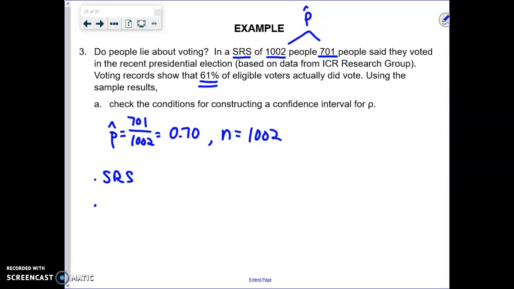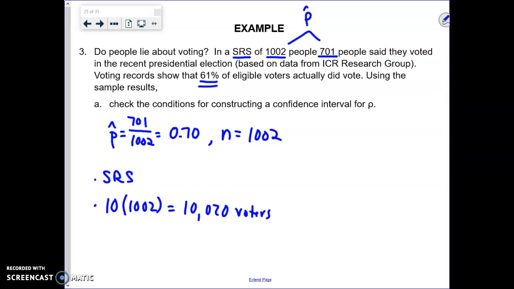We have to check to make sure that our sample size is less than 10% of the population. So what would the lower value of the population have to be in order for us to be less than 10%? 10 times 1,002 equals 10,020 adults, or I should say in this case, voters.